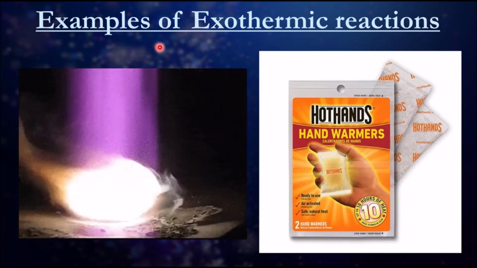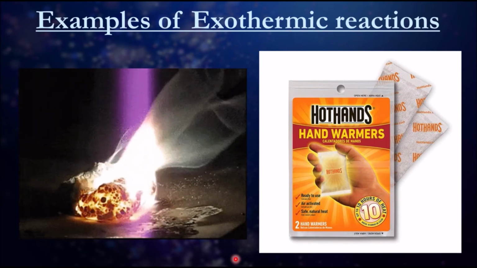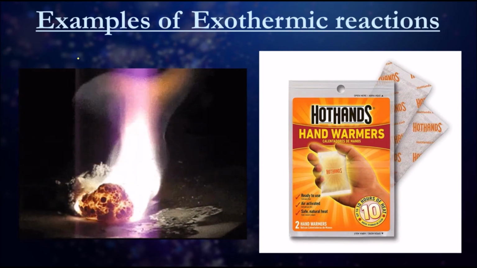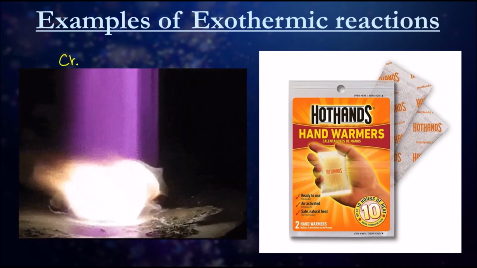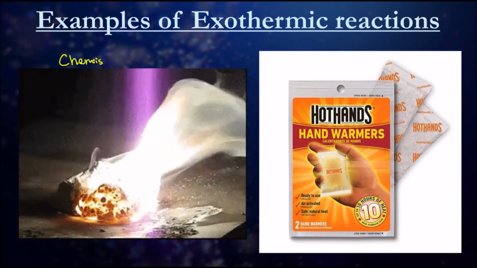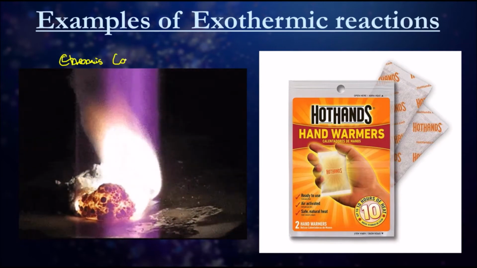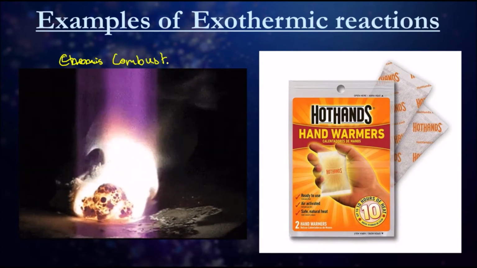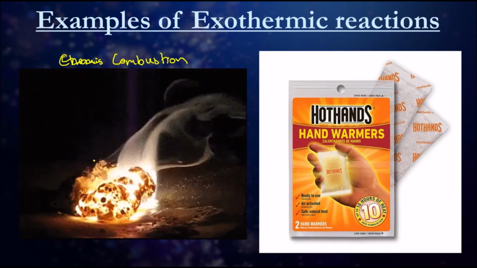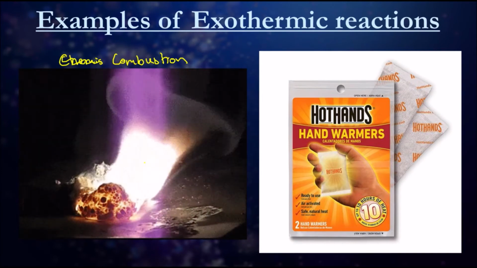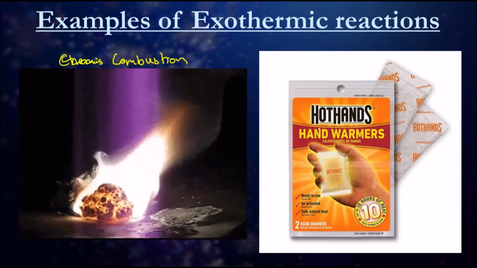Okay, and so we come to examples of exothermic reactions. The most common one would be a combustion reaction. In this case, we have a piece of metal, a combustion reaction. We have the combustion of a piece of metal with oxygen, as you can see it occurring there.